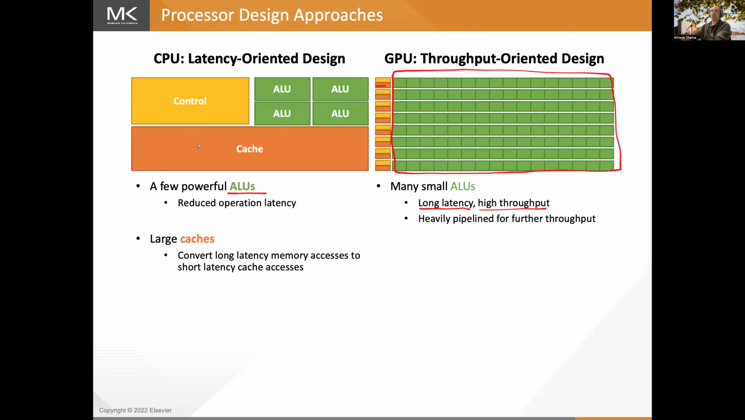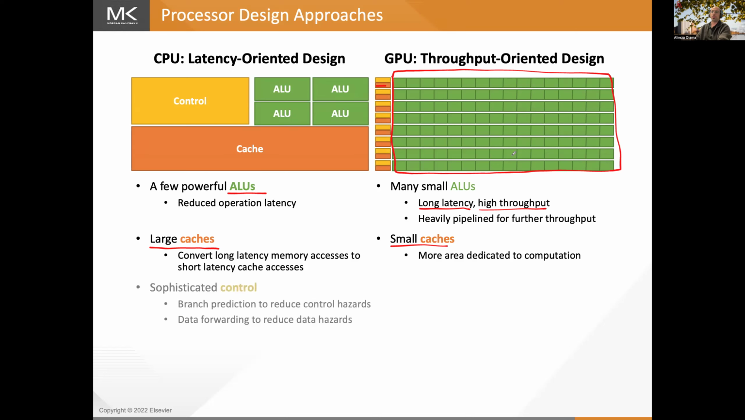As I mentioned, on a CPU chip you have large caches to avoid latency, but on GPUs you have small caches because you dedicate more area on the chip to perform the computations. And on CPUs, you have sophisticated control like branch prediction or data forwarding when you work with instructions. But when you work with GPUs, you have simple controls because you don't have those things.